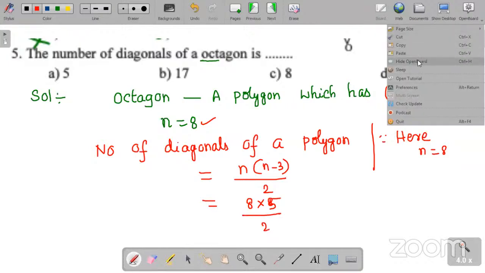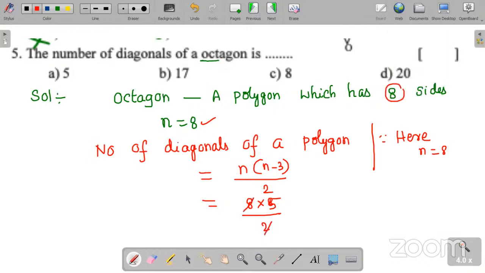What is your answer? Okay, 40, 40, 20, right? D, 20. Wonderful, good try. Let us see. 8 fives are 40, so 40 divided by 2 is 20. So 20 is the right answer. D is the right answer.